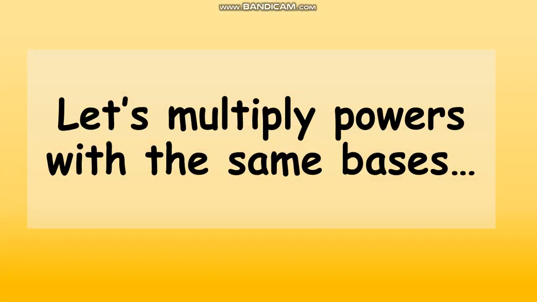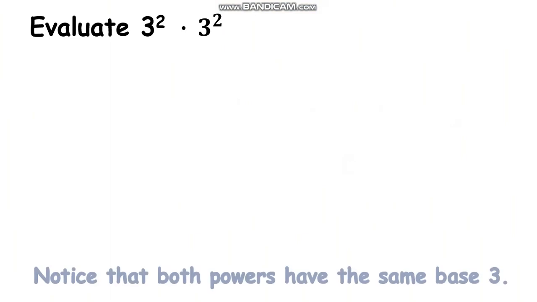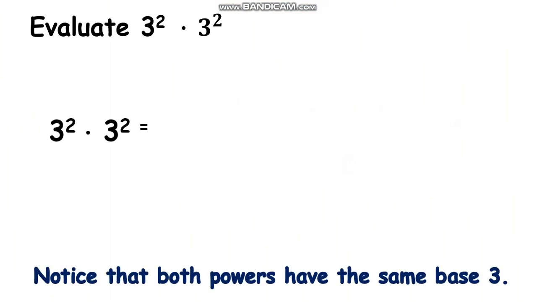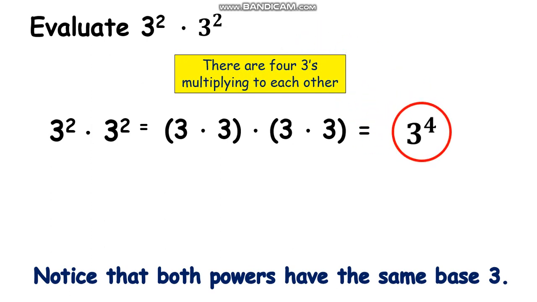Now let's learn how to multiply powers with the same bases. Let's evaluate 3 squared times 3 squared. What do you think this means based on what we said from before? 3 squared times 3 squared means 3 times 3 times 3 times 3. Notice the repeated multiplication right there. How many times is 3 multiplied by itself? It's multiplied by itself 4 times. So what do you think the exponent is? The exponent is 4. So 3 squared times 3 squared is 3 to the 4. And 3 to the 4 is equal to 81.